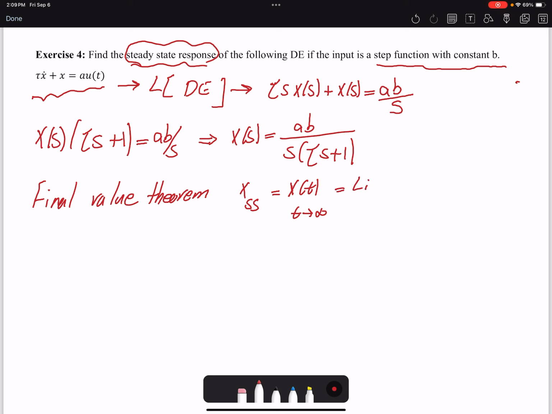It's just simply the limit of s times my function here, as s goes to 0. So if I cross out these two at 0, the steady state response of my system is AB.